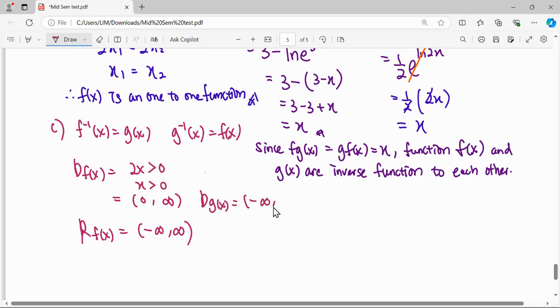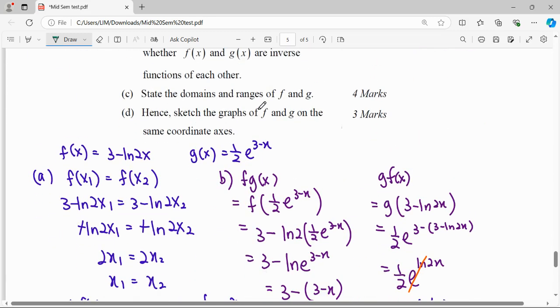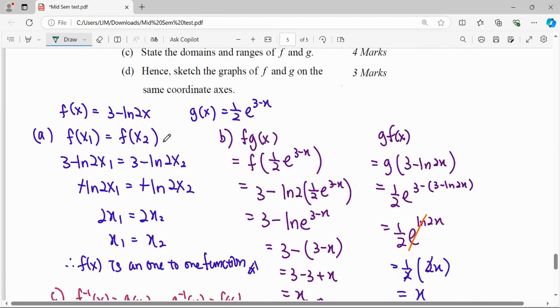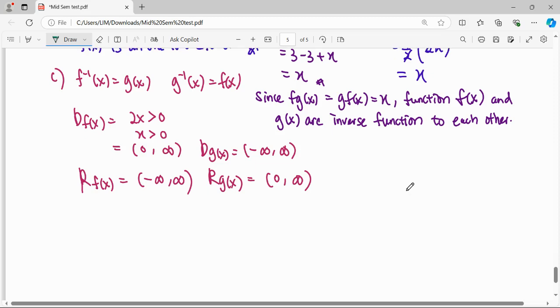And for the range of g(x), we can refer to its domain, which is 0 to infinity. Then lastly, for question D, sketch the graph of f(x) and g(x) on the same axis. When you know f(x) and g(x) are inverse to each other, it means that to obtain their graph, we will draw the graph of f(x), then we reflect to get the graph of g(x).